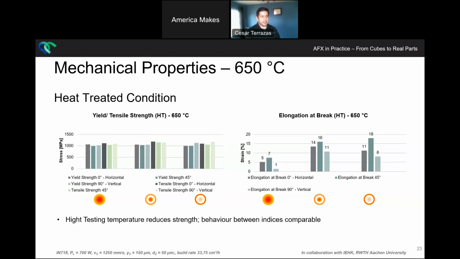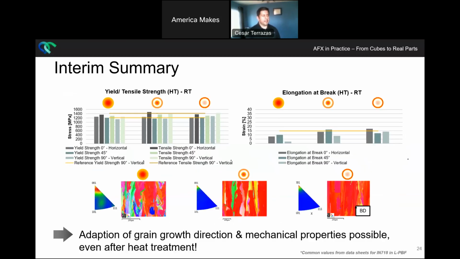Same thing for the heat-treated condition. Again, we see a very clear trend, right? Even though high testing temperature reduces the strength, which is expected, the behavior of the elongation at break is still maintained. So this is a summary, where we try to capture that the directionality of growth that's influenced by the emission mode of the laser is what's really providing you with this similar behavior in strength, but different behavior in elongation at break.